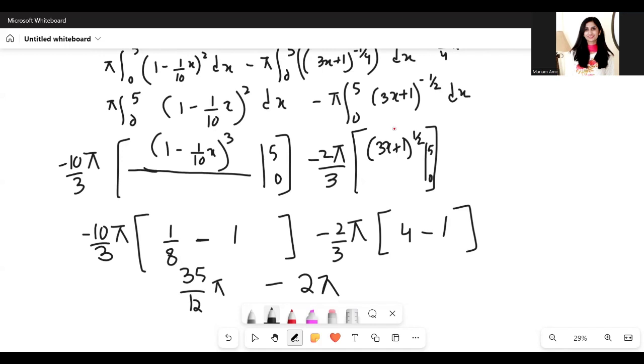So we have 35 upon 12 pi minus 2 pi, which is coming out to be 11 by 12 pi.